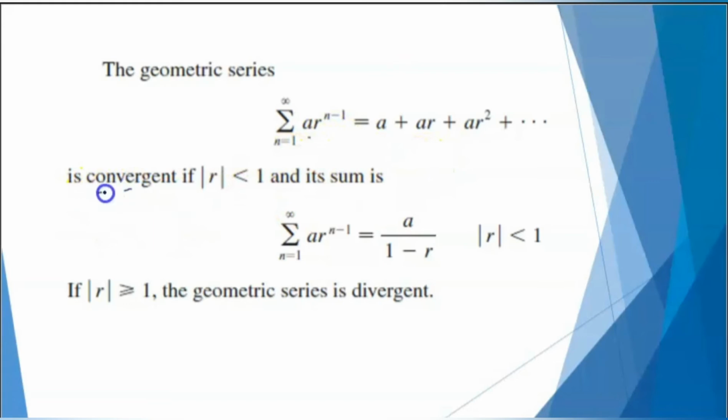So this geometric series is convergent if the absolute value of r is less than 1. And the geometric series is divergent if the absolute value of r is greater than or equal to 1. Now remember that if the series is convergent, you can identify its sum, and this is the formula: a divided by 1 minus r. A is the first term here.